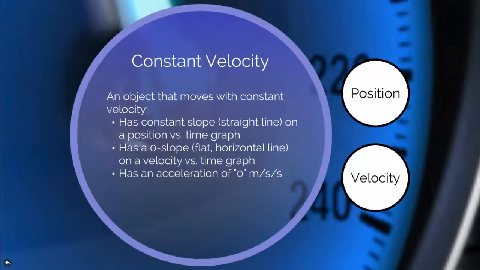When we have constant velocity, which means that it moves with the same velocity for a period of time, the position versus time graph has a constant slope, or it's a linear slope, it's a straight line. The velocity versus time graph has a 0 slope, which means that it's a flat horizontal line because the velocity isn't changing. And the acceleration would be 0 meters per second squared during those times that it's not changing its velocity.